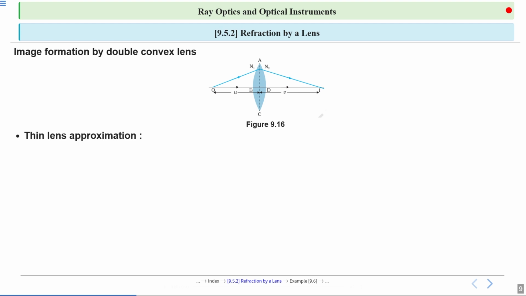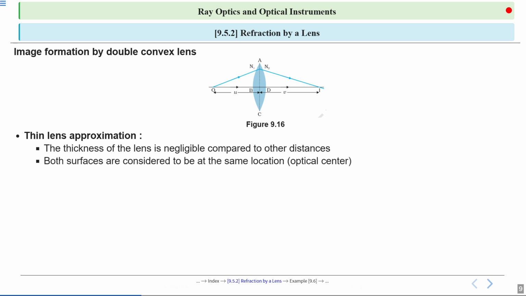Figure 9.16 again. Now we'll see the thin lens approximation. What is the thin lens approximation here? That is what we are going to assume in this derivation: the thickness of the lens is negligible as compared to other distances. That means points B and D, which lie close to each other, are considered to be at nearly the same location, such that the thickness of the lens is negligible.